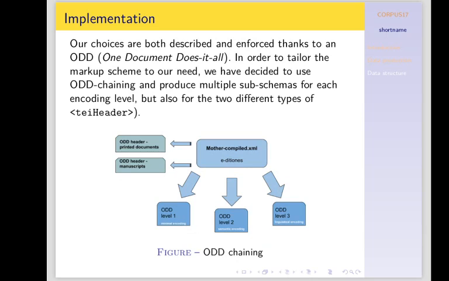ODD chaining is a way to have a master ODD that contains sub-ODDs that we can use depending on the situation. If we have two TEI headers, we need to have two sub-ODDs, one for the printed text, one for the manuscript. And when we look at the text itself, we need to have one sub-ODD for the first, the second, and the third level. And then we can cope with all the situations with one single solution, and we thought that it was the best option that we could have.